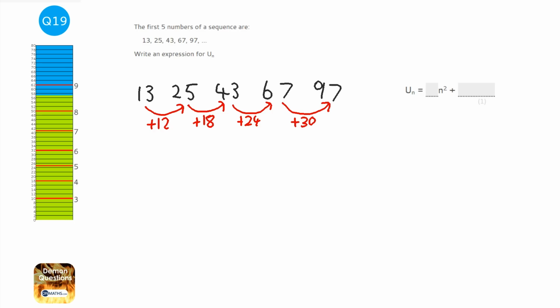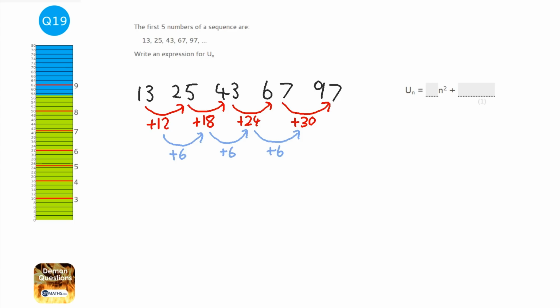Now when they don't go up by the same amount, we need to have a look at the second difference. If they don't go up by the same amount in the first difference, that means it's not an arithmetic sequence. We're not going to use the standard linear nth term, the one that you're probably used to. For a second difference, it's going to be a quadratic. Let's check to see if there's a second difference. So that's add 6, add 6, and add 6. So we know it's a quadratic sequence, so it's going to involve an n squared somewhere.